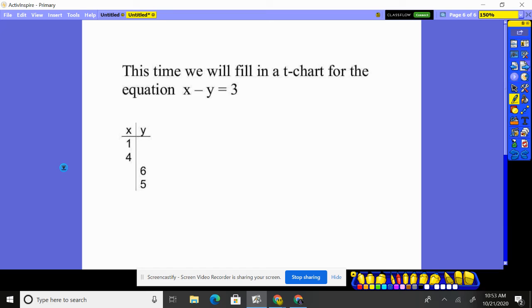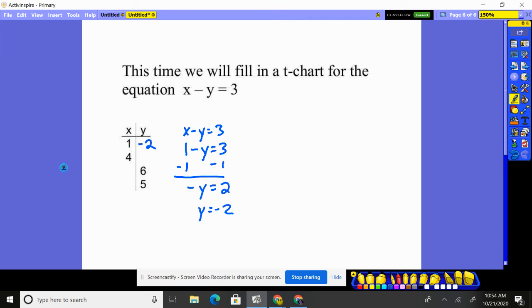Now, this time we're going to fill in the T-chart for the equation x minus y equals 3. We've got to fill in the T-chart. This makes it a little more difficult, and we have to really concentrate on what we're doing. So it said, hey, x is 1, what's y? Well, if I take this equation, and let's do it right here. It said x is 1, find me y. So 1 minus y equals 3. Well, we move our 1 over. This is why we learned the skill. The opposite of y is 2. That means y is negative 2. So that would be a negative 2.